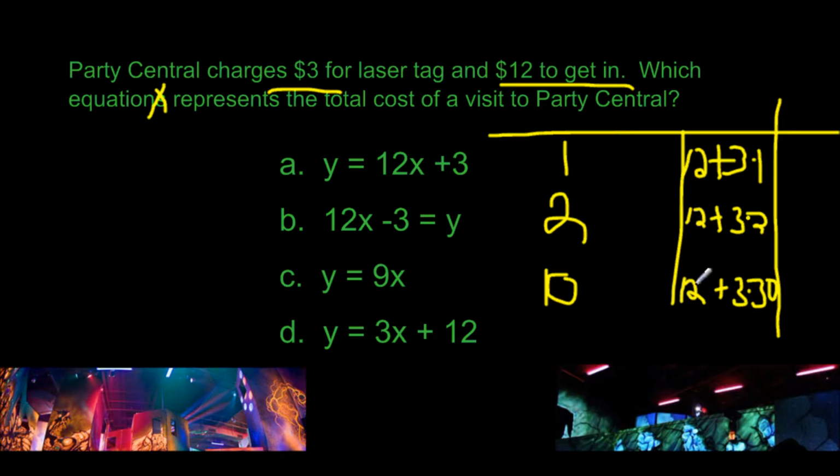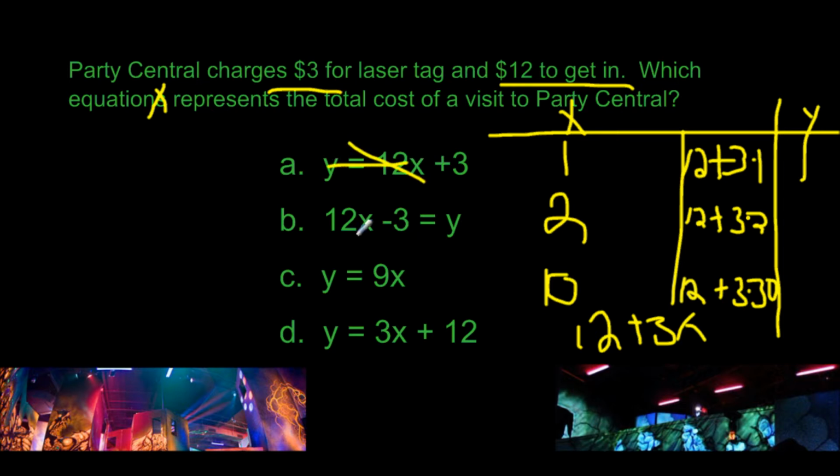Okay, I can see my 12 is staying the same, my plus, my 3, and then there's this thing changing, which is the number of games of laser tag. So if I take a look here, it looks like in my choices, they're going to use X and Y for my games of laser tag and my total cost. I'm looking for one that looks like 12 plus 3 times my number of games, X. So this one is saying 12 times X. Well, that's doing 12 times the number of times to get in. That would be kind of crazy, and then just 1 game of laser tag. So that's not going to work.